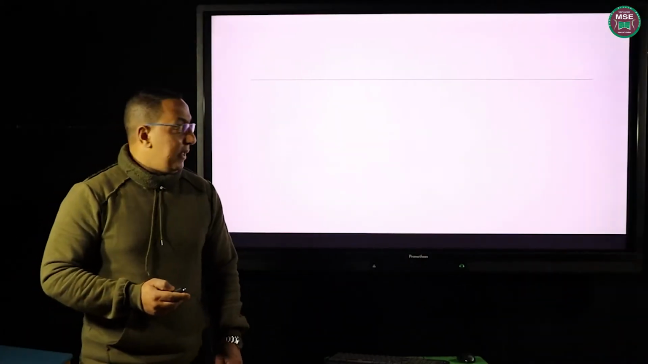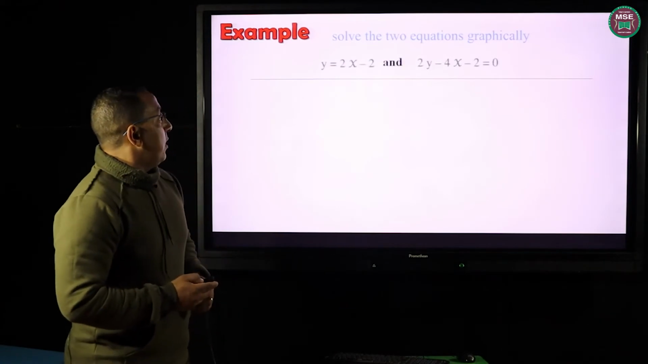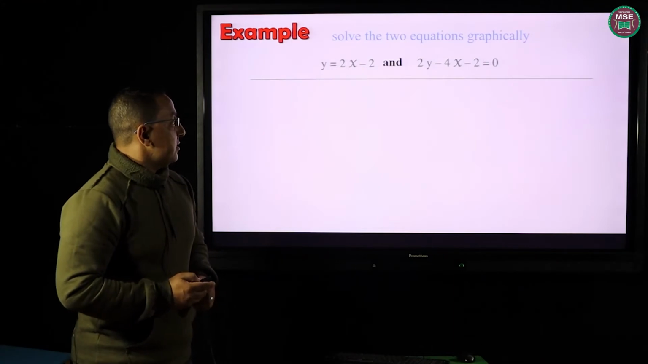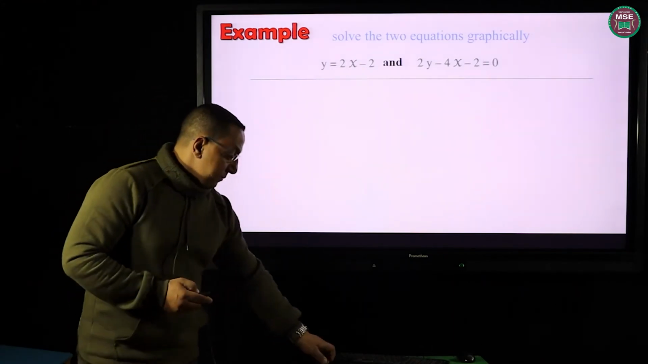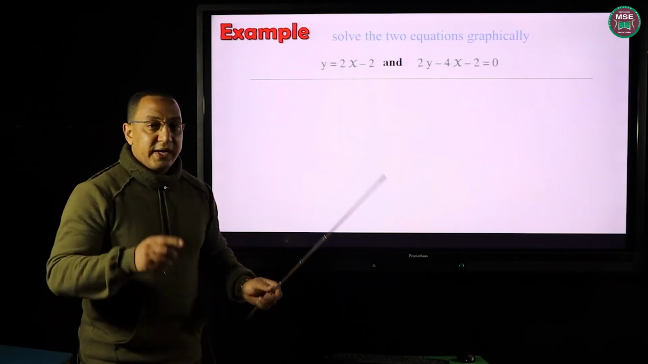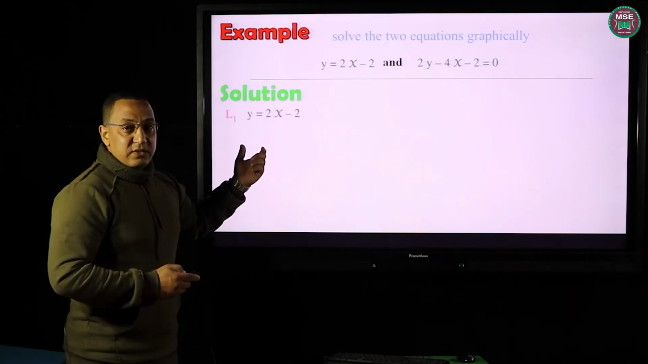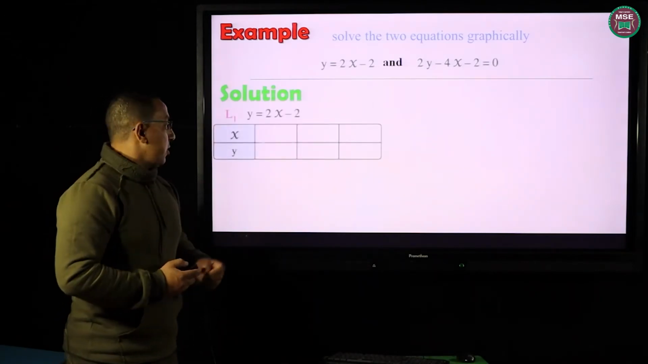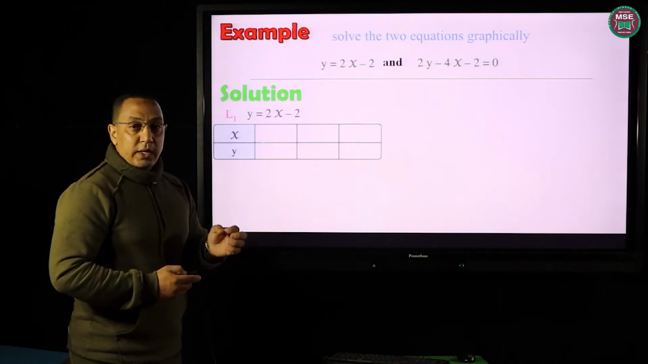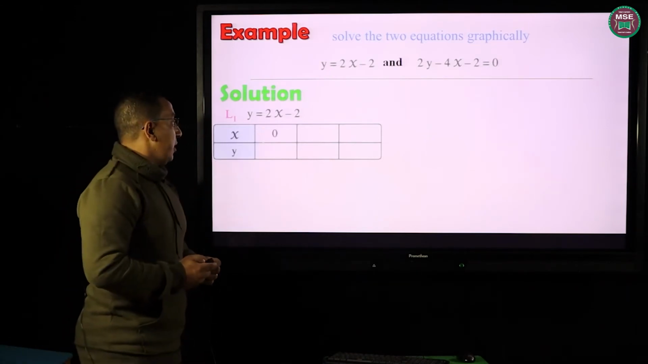Okay, the other example: solve the 2 equations y equals 2x minus 2 and 2y minus 4x minus 2 equals 0. Okay, by looking at the first equation, it's very easy to find the table. So I'm going to write L1 as we see, and I'm going to write the table like this. In place of x, I'm going to write 0, 1, and 2 as usual. Okay, in place of x, I'm going to write 0.